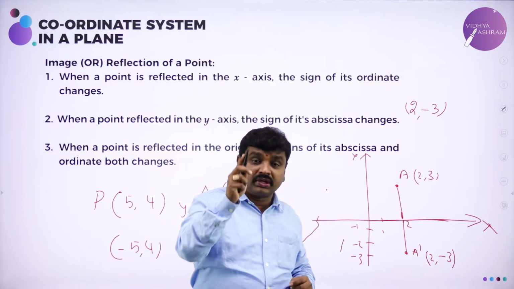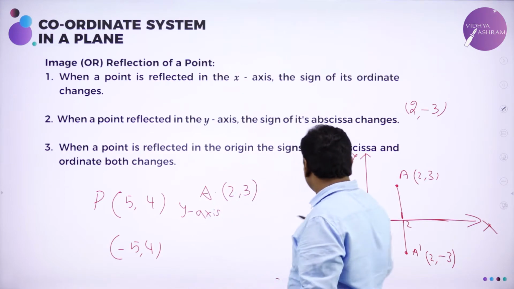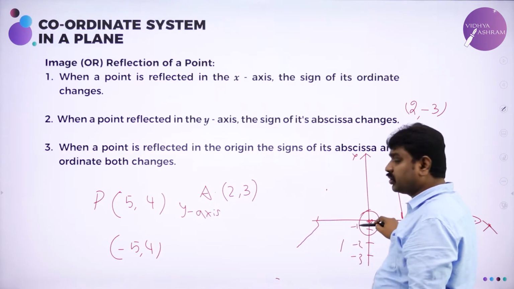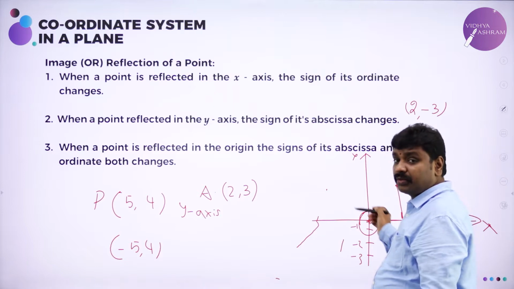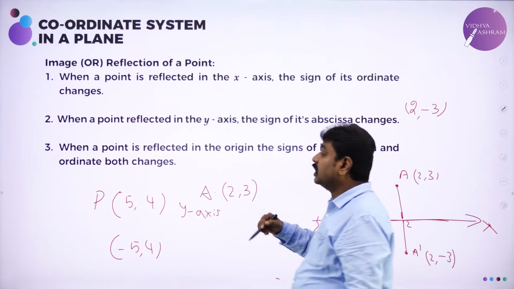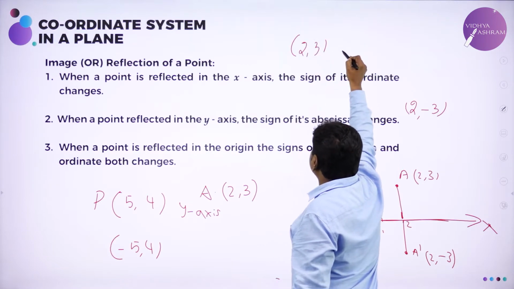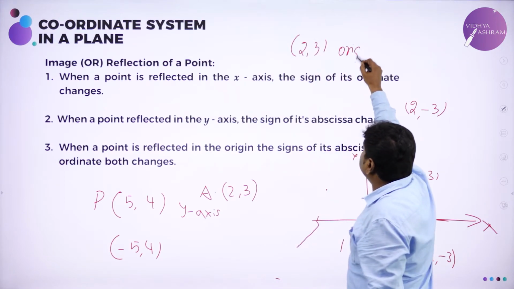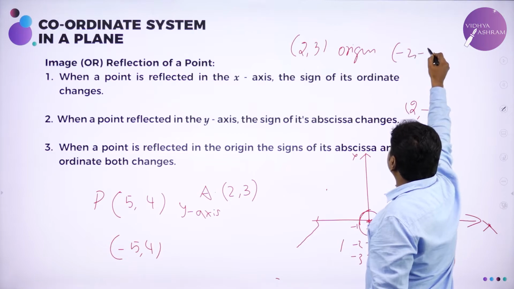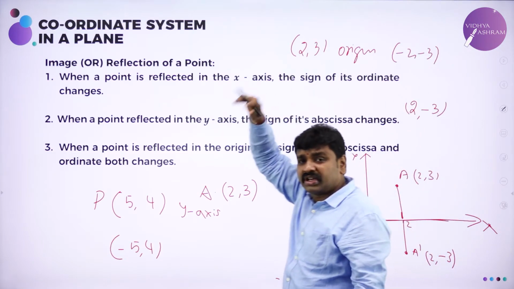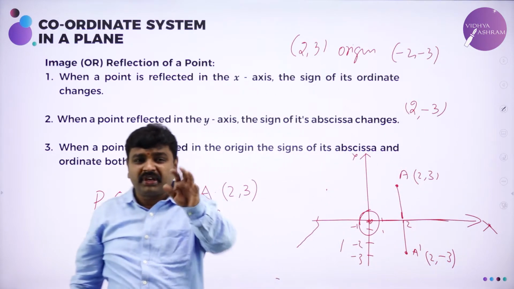And if you want the image with respect to the origin, where is the origin? This is the point of intersection. If you want the image with respect to the origin, then you should change the sign of both the coordinates. Suppose the image of 2 comma 3 with respect to the origin is minus 2, minus 3. So with this, I have done the basics.